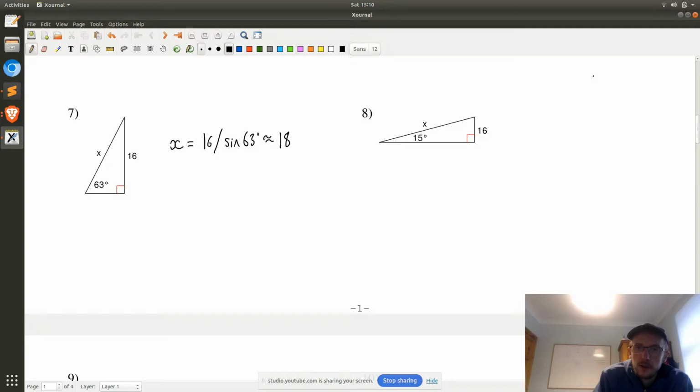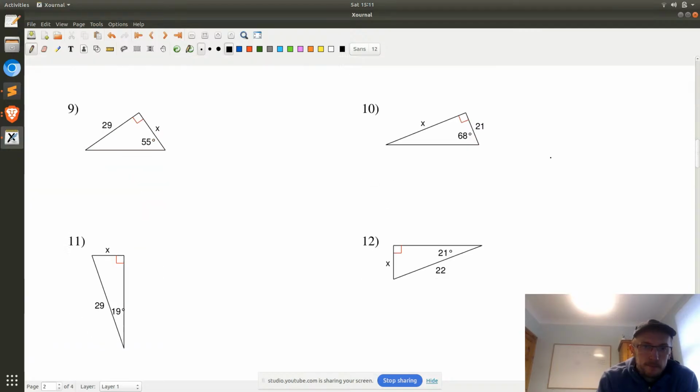Opposite and hypotenuse. So sine of 15 is 16 over x. So x is 16 over sine 15 degrees. 16 over sine 15, which is special, but they don't want it that way. They want it there. Just a few more now.